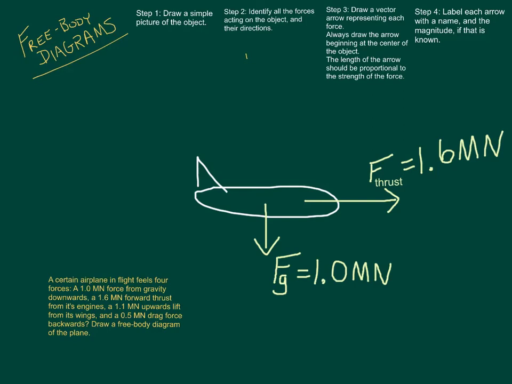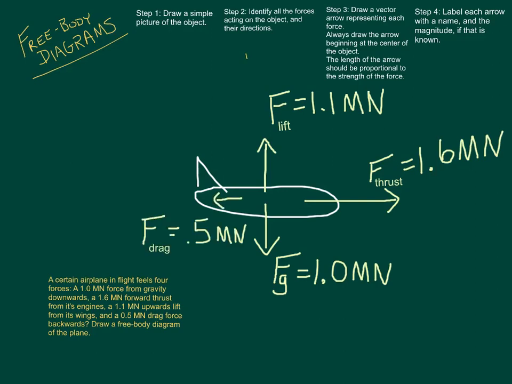We also have the 1.1 million newton upwards force from the lift from the plane's wings, and that's only a little bit longer than the force of gravity. Finally, there's the backwards drag force. That force is 500,000 newtons. And that's it. There's our complete free body diagram of the plane.